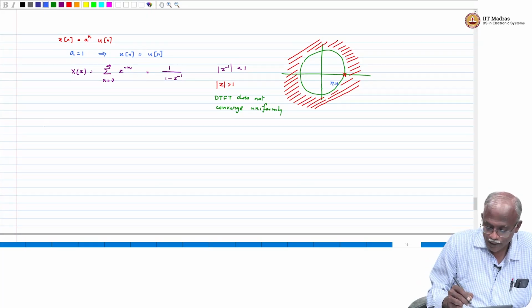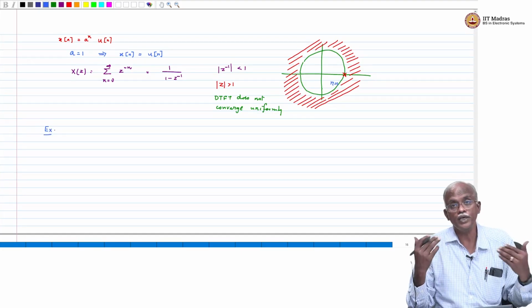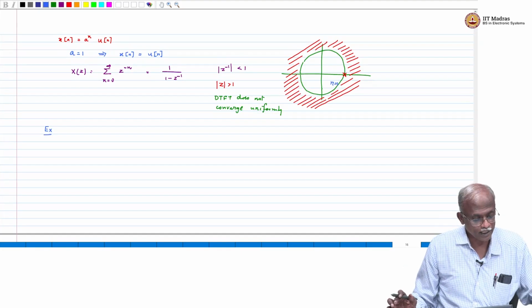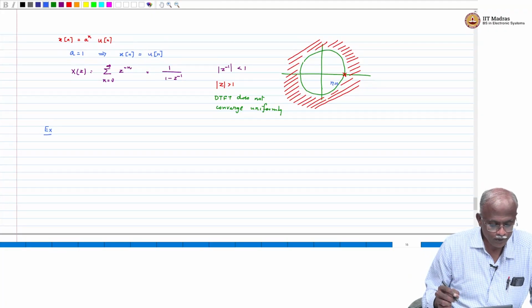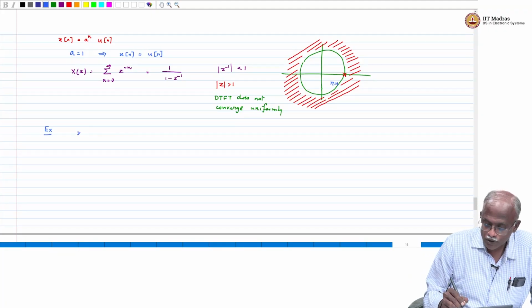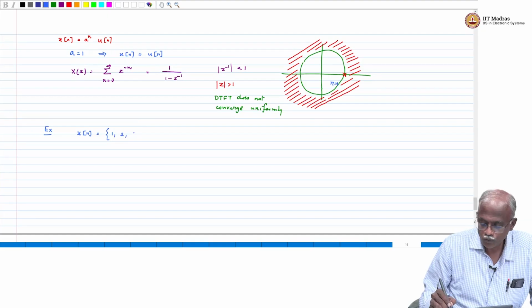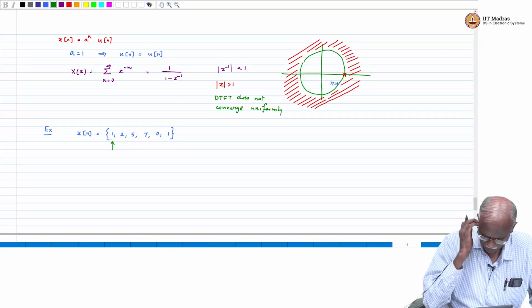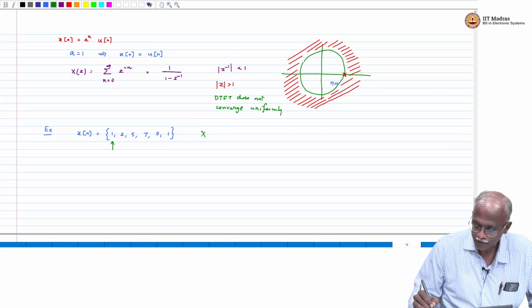Now, there is a very important class of functions for which we will always be looking to compute the Z transform, and I would like to spend a minute to study that. Supposing I gave you a finite length sequence which is given by 1, 2, 5, 7, 0, 1. Okay, and the origin is given as 1. Okay, I would like you to write down the corresponding x of z.